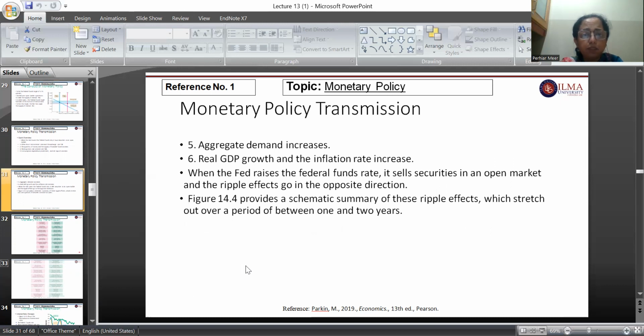When the Fed raises the federal funds rate, it sells its securities in an open market and the ripple effects go in the opposite direction. The figure provides a schematic summary of these ripple effects, which stretch over a period between 1 and 2 years.